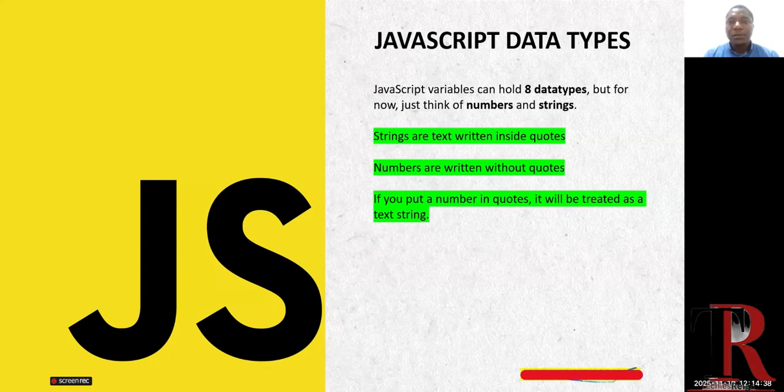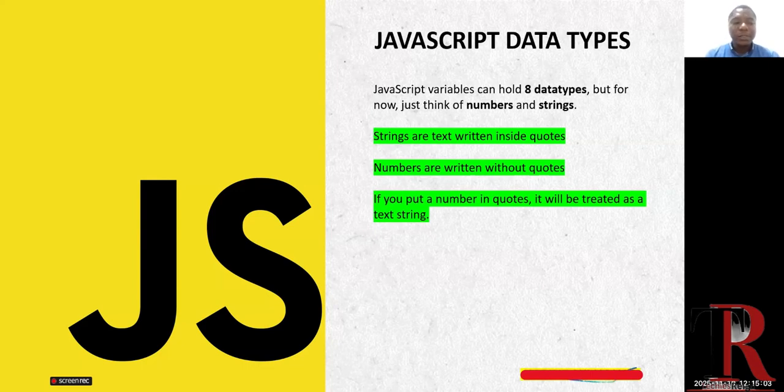The topic we are going to be looking at today is called JavaScript data types. JavaScript variables can hold 8 data types, but for now, just think of numbers and strings. As a developer, you work mostly with numbers and strings, and there are times when you work with arrays and objects, which we will take a look at later as we progress in our learning. But for now, just think of numbers and strings. It's the level that we are currently at.